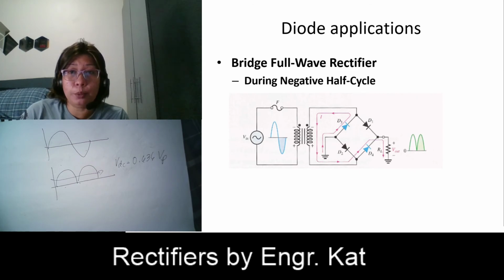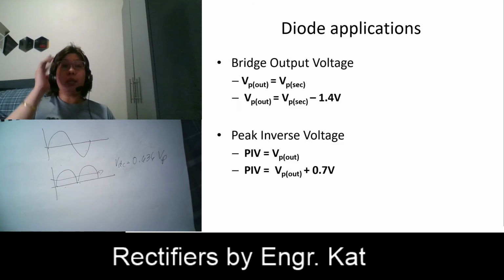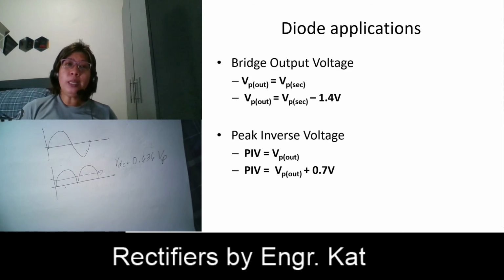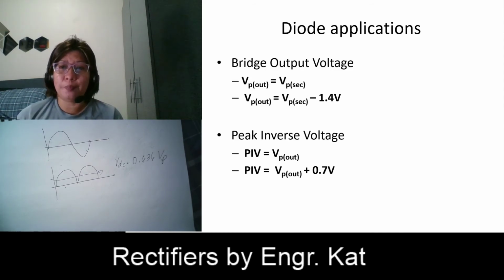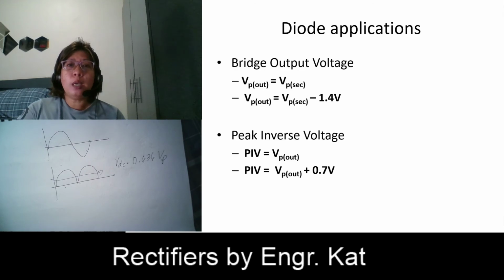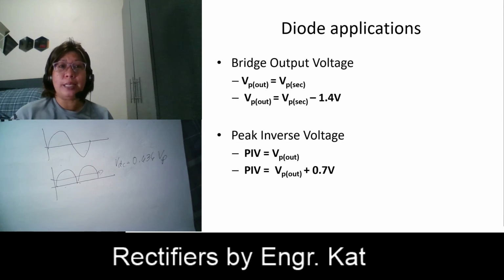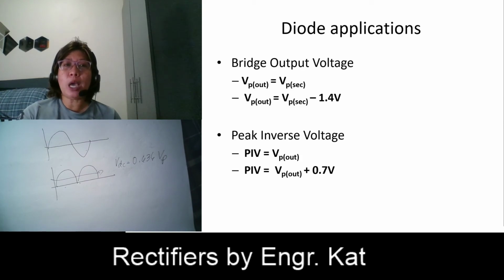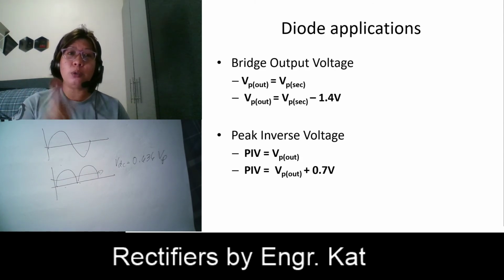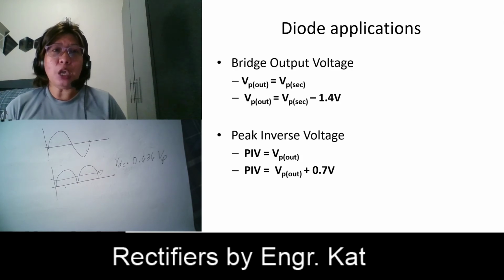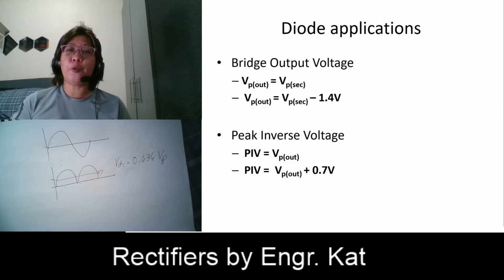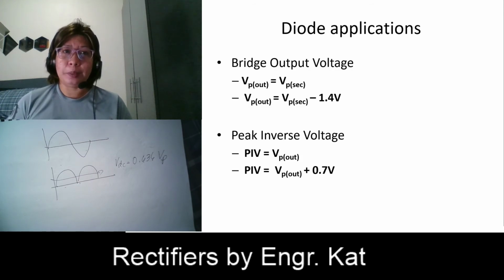So we have here your output waveform. Take note that during positive and during negative, we have two diodes that are conducting. Since we have two diodes that are conducting, your VP out is equivalent to the secondary voltage. This is for ideal. For non-ideal, we have your VP output here, which is equal to the secondary voltage minus 1.4. So why 1.4? Because during positive or negative half cycle, there are always two diodes conducting, either diodes 1 and 2 or diodes 3 and 4. Each of those diodes has 0.7 volts.